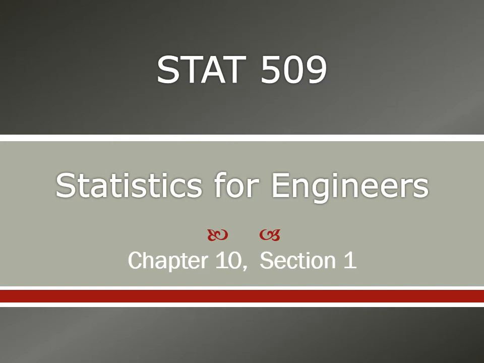In this presentation, we will be studying Chapter 10, and this one's Section 1. And in Chapter 10, we're looking at two populations. So if we structure an experiment where we are comparing two processes or two populations, and we take random samples from each of those populations and then try to draw inferences on whether the two population means or the two population variances are different.